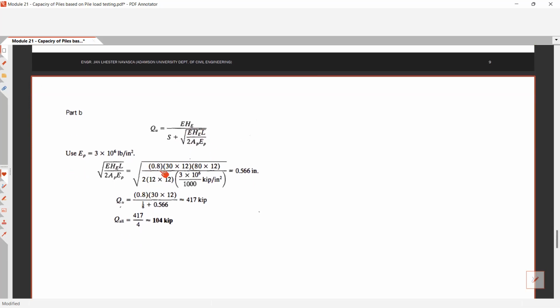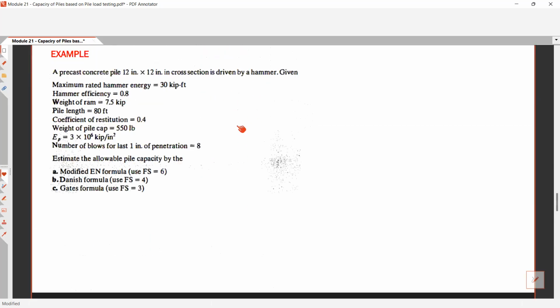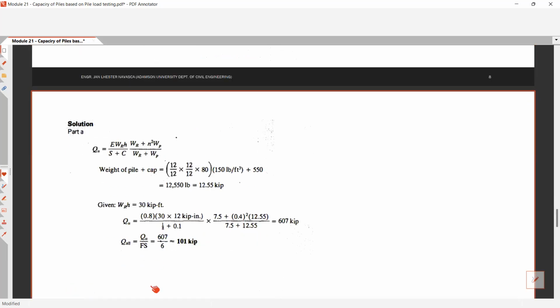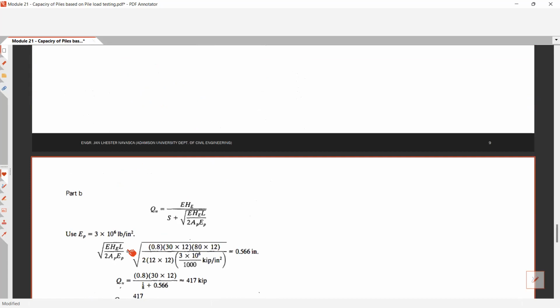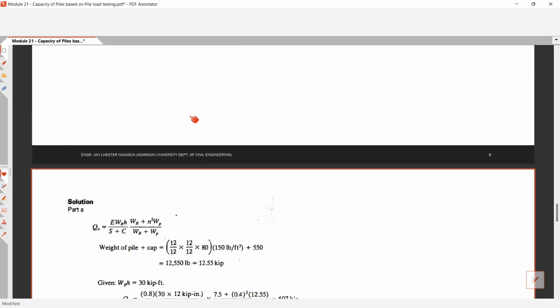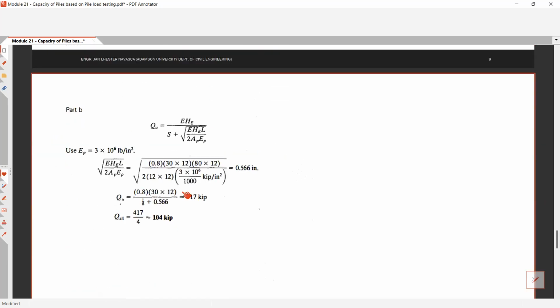So that is the square root of the efficiency of the hammer. Yung H sub E natin is yung rated hammer energy. Convert lang natin siya sa kips-inch din, kasi dito is naka kips-foot. Convert mo na siya sa kips-inch, so multiply it by 12. Yung L natin, so that is in feet din. So 80 times 12 mo rin para maging inches.